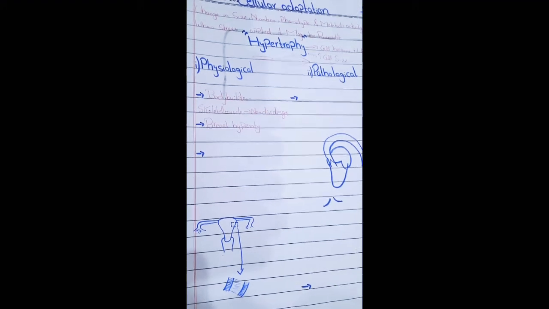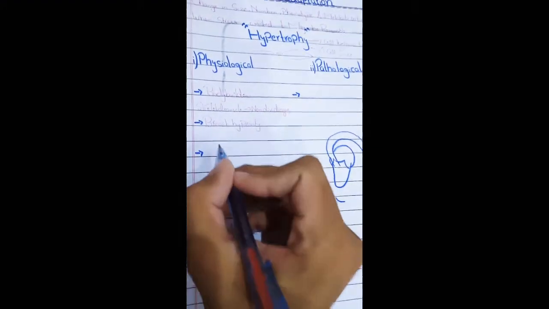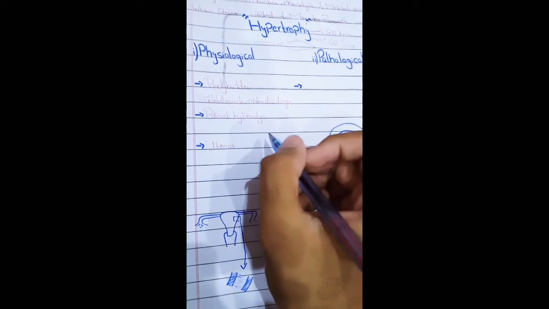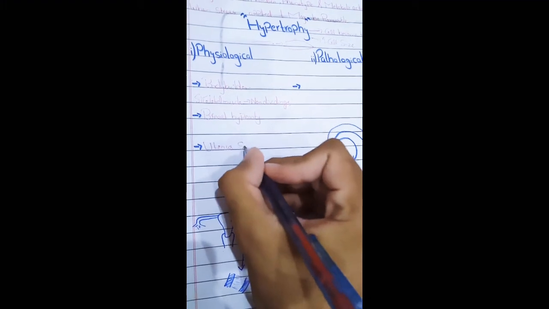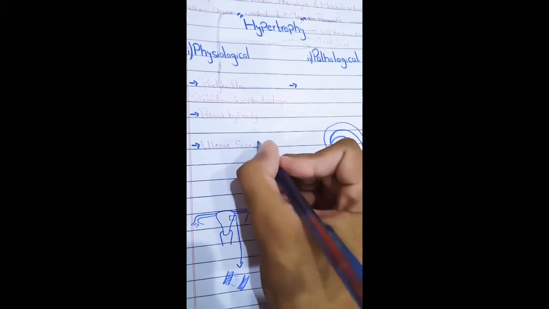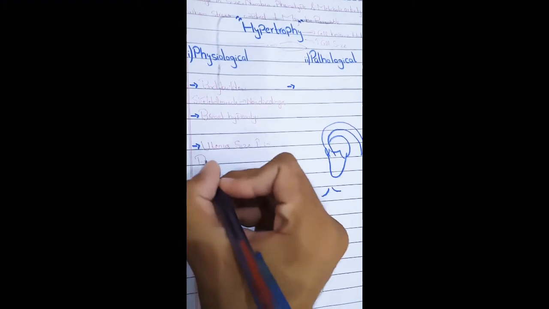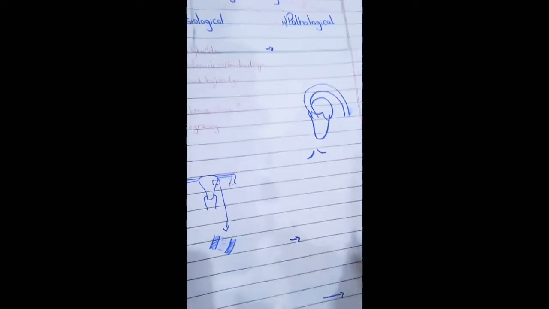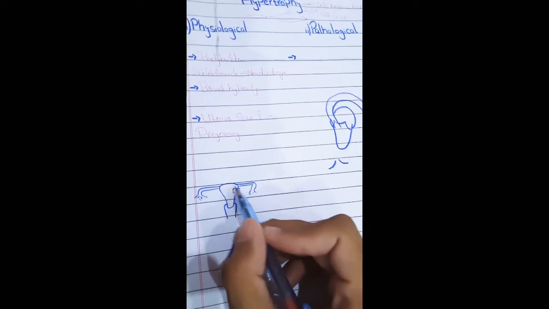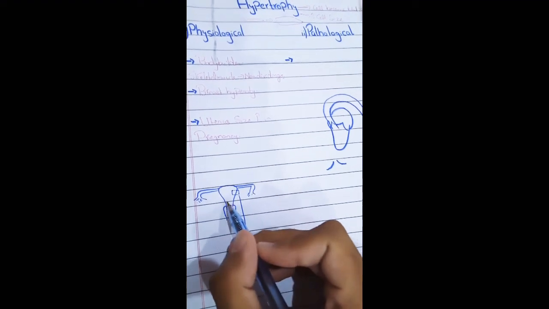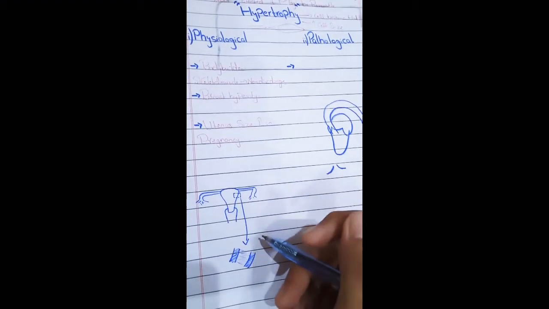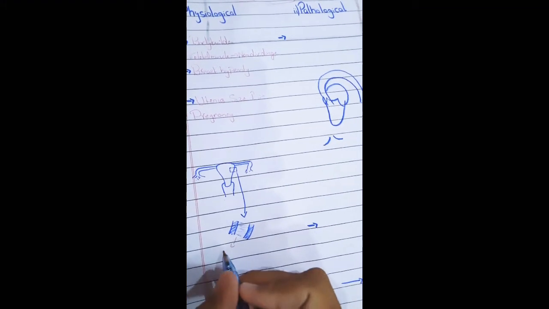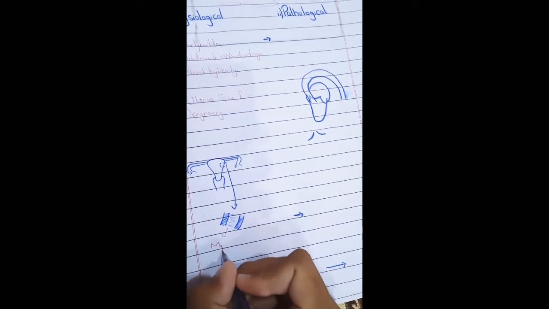Another example of physiological hypertrophy is the uterus during pregnancy. You know that the womb is present in the uterus, so the uterus increases its size in pregnancy. Why does this happen? This is the uterus and this is the vagina. This part is the cervix. There are three layers of the uterus. I show here that there are three layers of the uterus. This one is the myometrium.